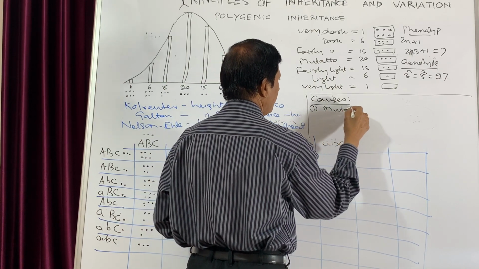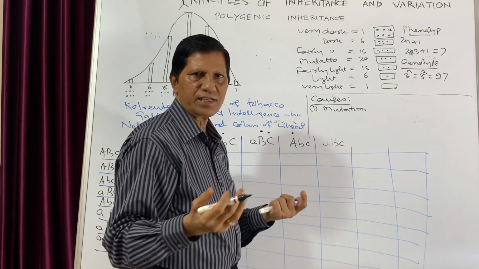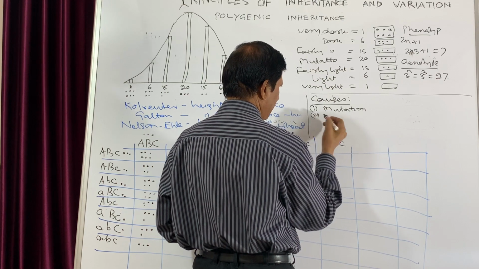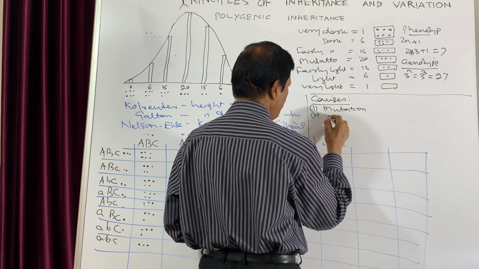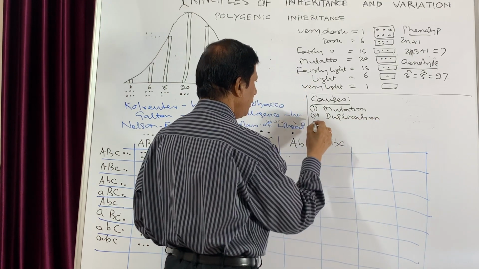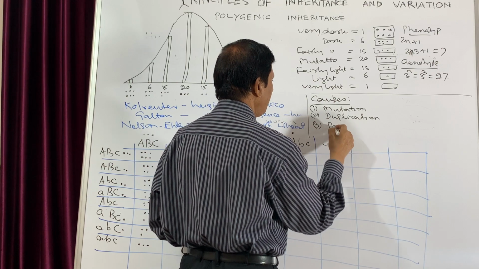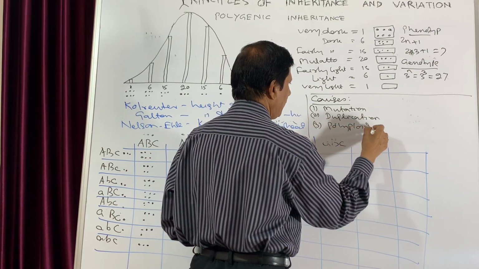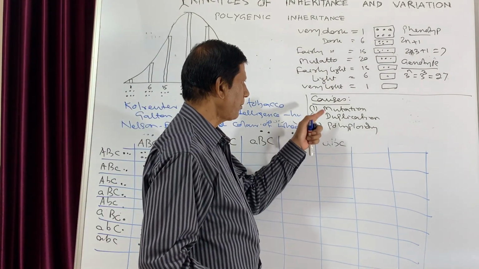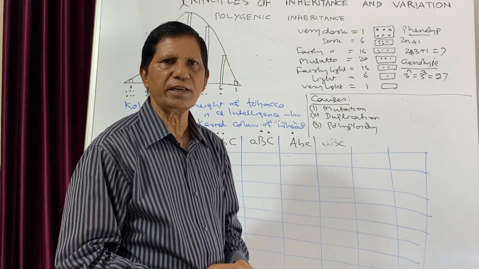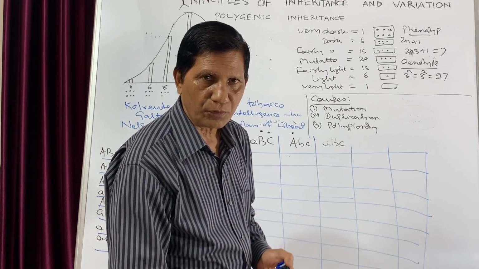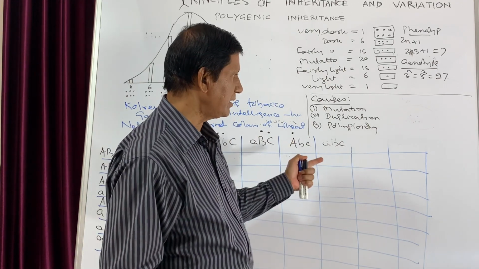mutation. That means the mutation has the same effect. And number two, we can tell that it is due to duplication of chromosomal parts. Or the third one, it may be due to polyploidy, because in polyploidy the same chromosome is double, triple like that. So these are the 3 probable causes why polygenic inheritance occurs. So you now have a good idea about polygenic inheritance along with the examples.